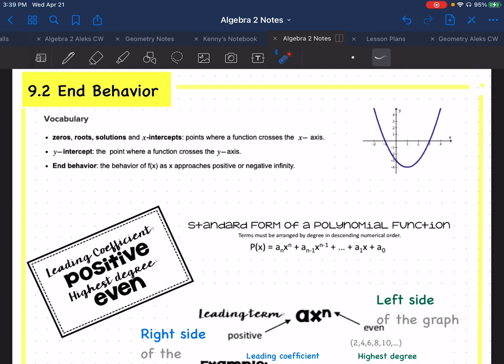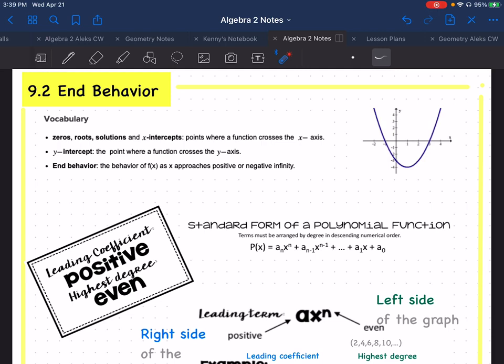And what we're going to talk about today is the end behavior. What's happening with the behavior of my graph of f of x as x approaches positive or negative infinity? Positive infinity is, of course, over here, and negative infinity is over here. So what's happening? This graph is going up and up. And then what happens in the middle depends on the degree. So let's go ahead and take a look at what happens.